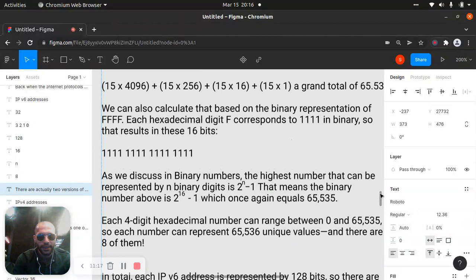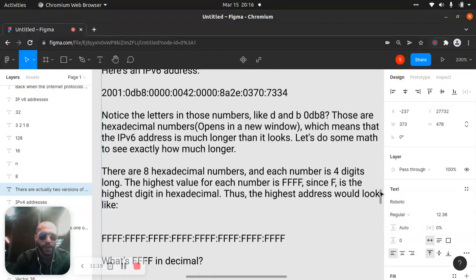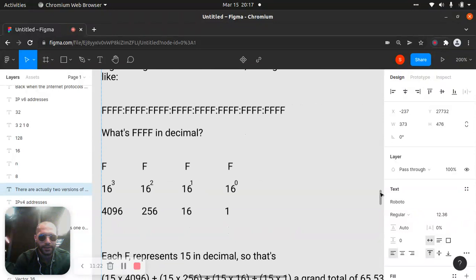All right, what's FFFF in decimal? I told you first we talk about 8 bits, so 2 to the power of 8. Now we will look at hexadecimal: 16 to the power of 0, 1, 2, 3. It will be 65,536 possibilities in one group.